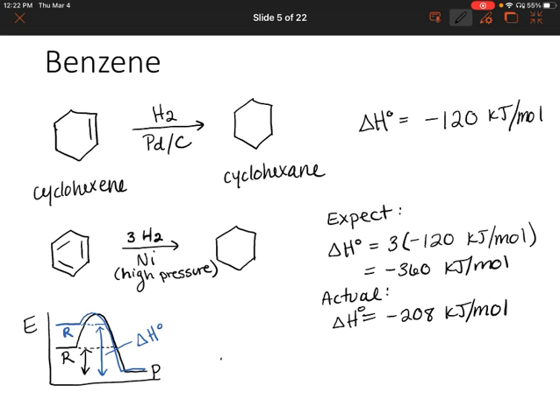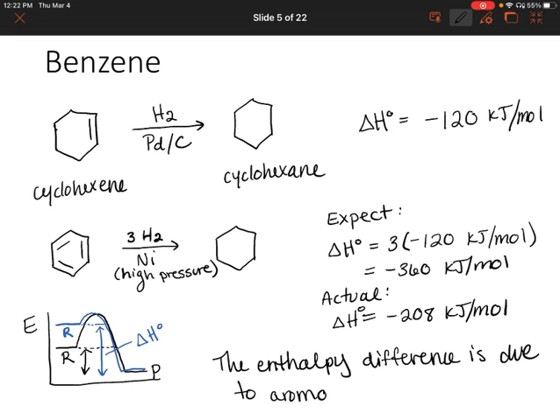then the delta H value is less. So the enthalpy difference here is due to aromatic stabilization. So remember, those 3 double bonds on the benzene ring are not localized, they're actually delocalized, and that stabilizes the molecule so it has a lower energy difference.